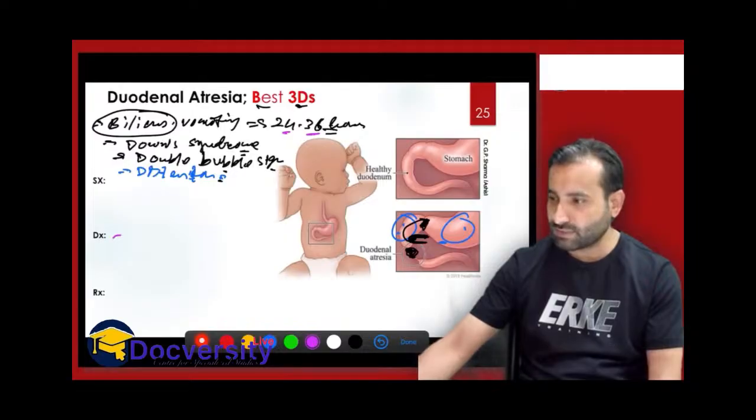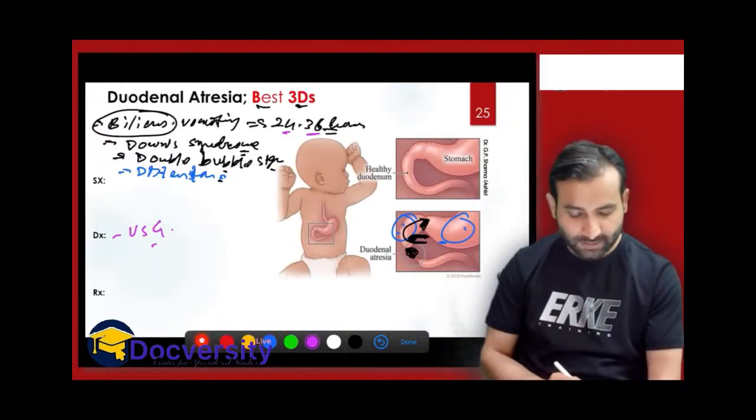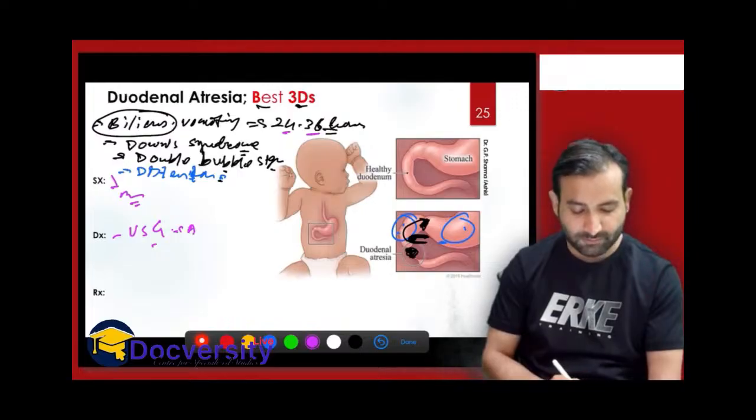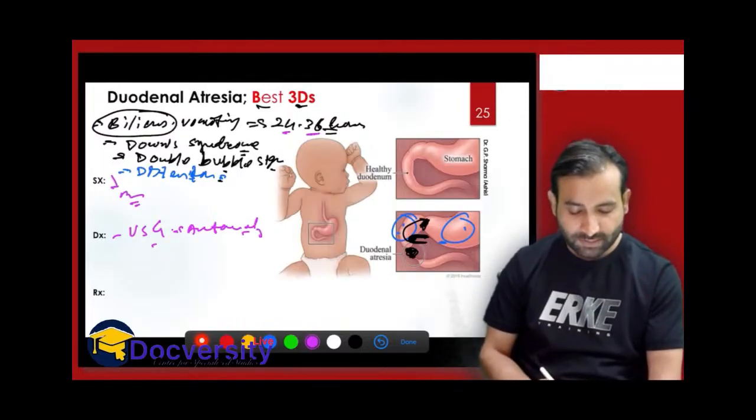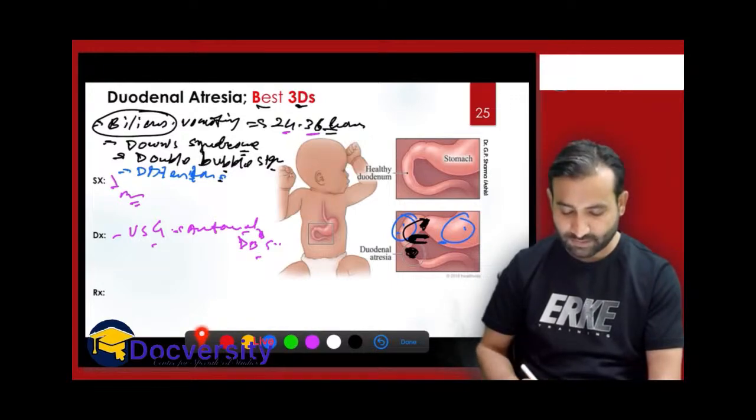And what is the diagnosis? The diagnosis usually we do is the USG. Symptoms you understand already, the bilious vomiting, right? And that USG is antenatal. In the antenatal USG, you will see what? Double bubble sign, that I explained already. What is the double bubble sign? One bubble here, one bubble here, right?